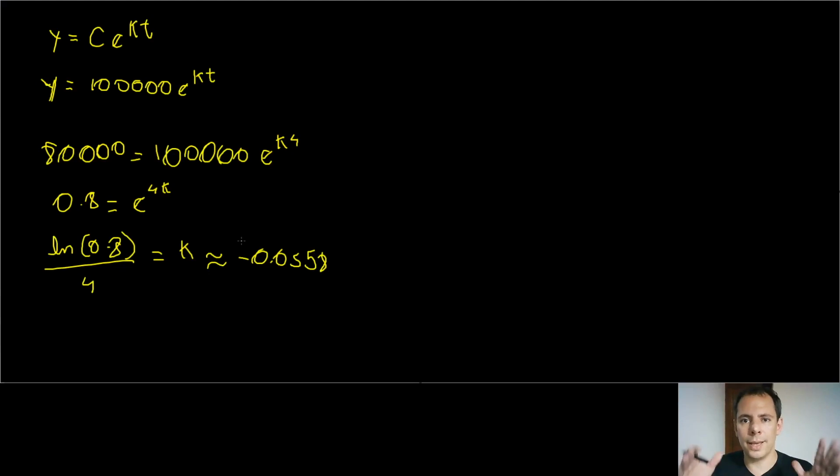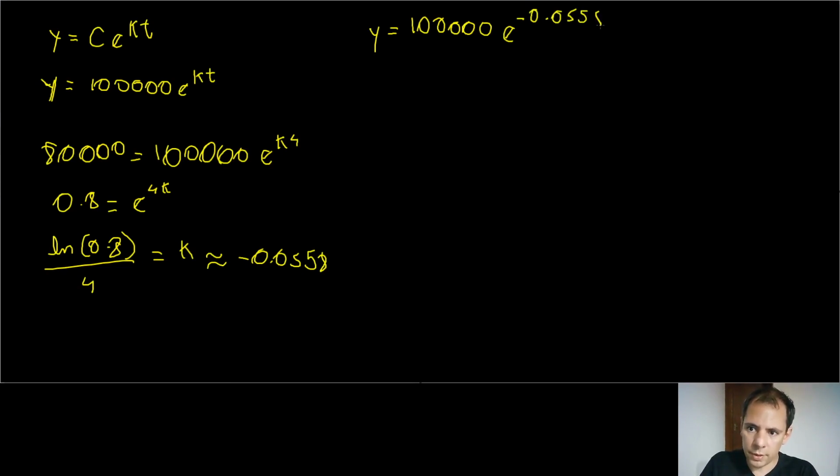So at the 0 month, when t is equal to 0, you had 100,000 units per month, and after 4 months, you had 80,000 units per month. So it is declining. So after another 2 months, that means after the 6th month, you have y equals 100,000 times e to the minus 0.0558 times 6, because we're talking about the 6th month, right?